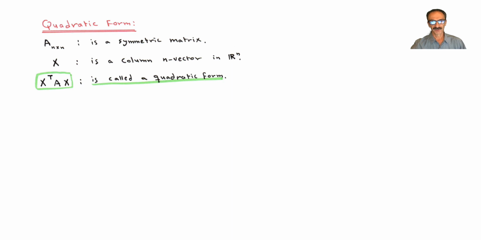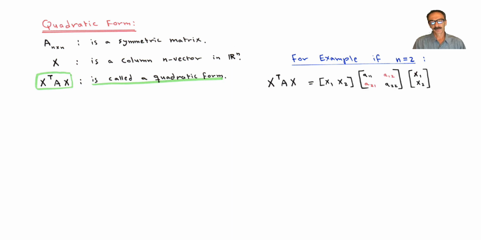Quadratic form. Now, what is quadratic form? A, with a size of n by n, is a symmetric matrix. X is the column n vector in R to the n. We call X transpose AX the quadratic form. For example, if n equals 2, we have the following. So two variables.